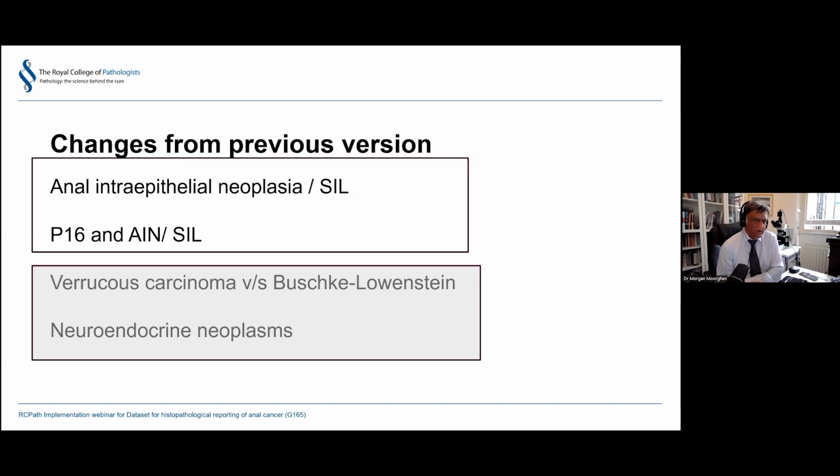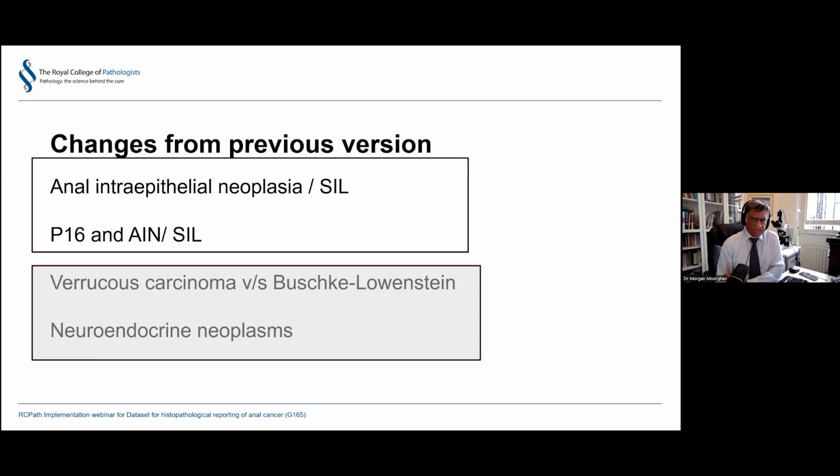Then we also talk about P16, and then two other things also included in the guideline, but which will not formally form part of today's presentation, but may come up in the discussion, is a mention about verrucous carcinoma, which we now regard as being different from Buschke-Lowenstein lesion. And also we've got a statement about neuroendocrine neoplasms, which we feel is best dealt with in the neuroendocrine neoplasm dataset of the Royal College.